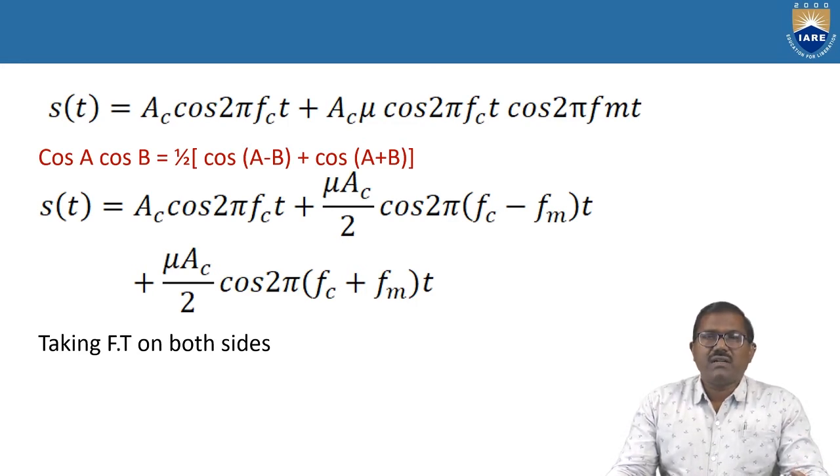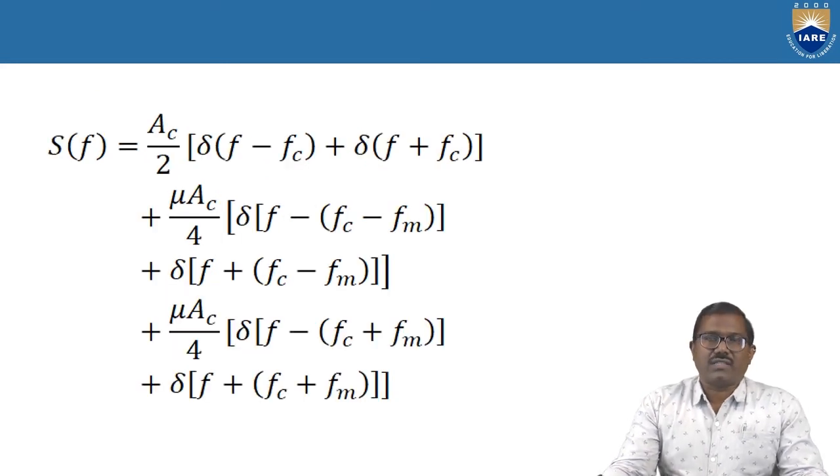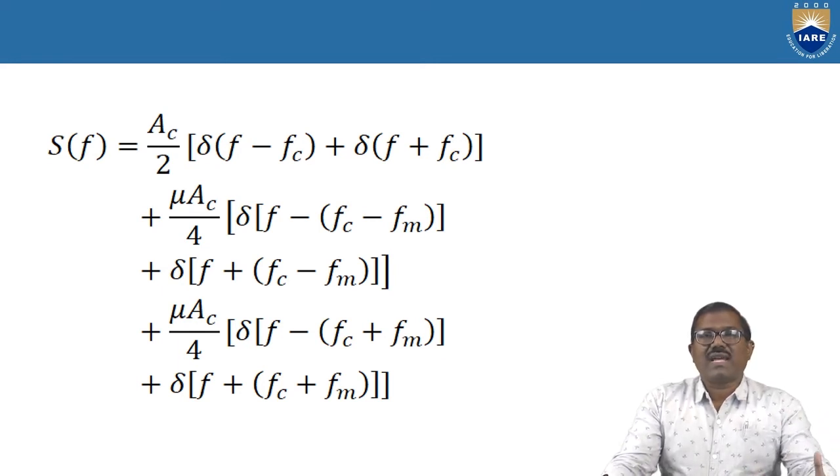Now we are taking the Fourier transform on both sides of this modulated signal, which is the amplitude modulated signal. Then we convert the time domain into the frequency domain. So s of t is converted to S of f by applying the Fourier transform. S of f is equal to Ac by 2 into delta of f minus fc plus delta of f plus fc. That means we get frequencies around the carrier frequency.